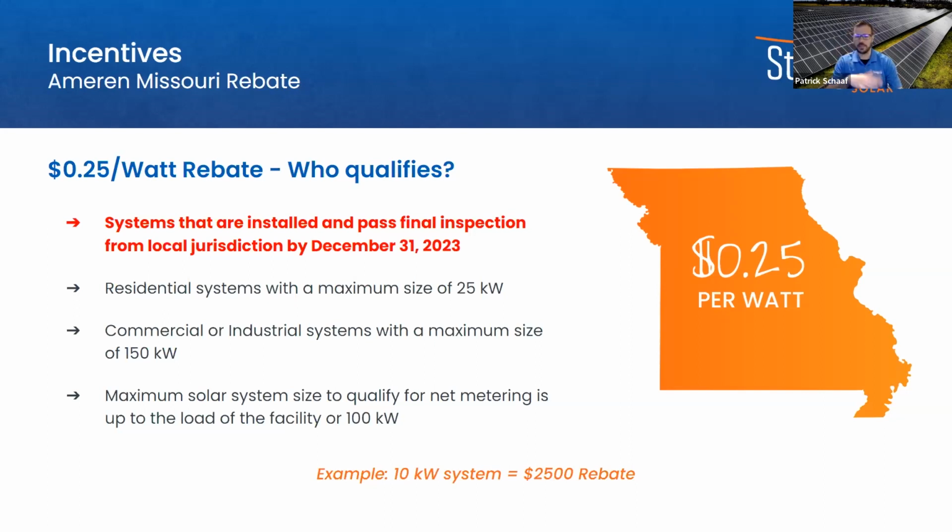So an example of that rebate, and I said a lot there, an example of that would be if you have a 10 kW system, it's 25 cents per watt, it's a $2,500 rebate that comes to you from Ameren Missouri, I think within about 90 days of the system being energized.